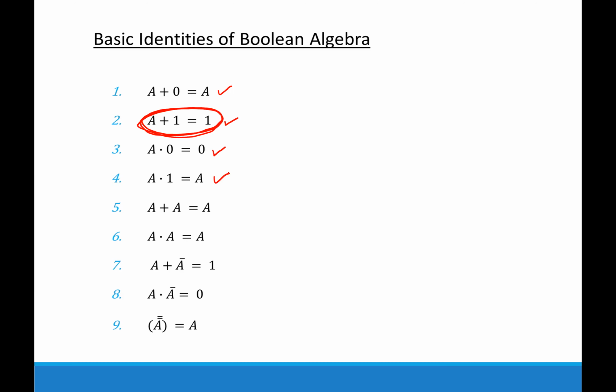A times 1, that's very similar to the regular multiplication. A times 1 is equal to A. A plus A is equal to just A. This is also an important one. A times A is equal to A. A plus A bar, this is also an important one, right? A plus A bar. If we add the complement to any expression, any variable, the answer becomes 1, okay? A times A bar is equal to 0, right?